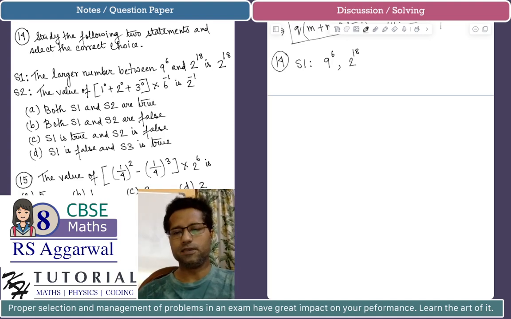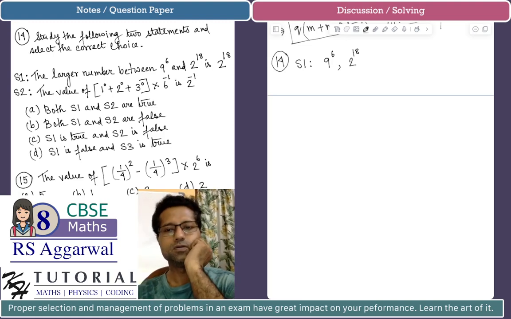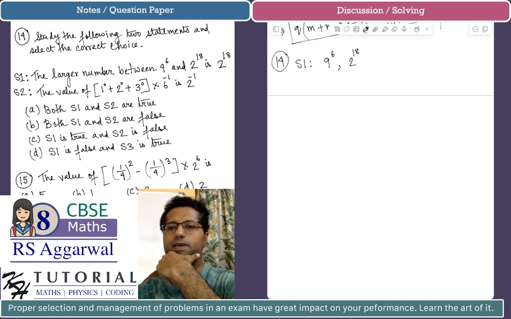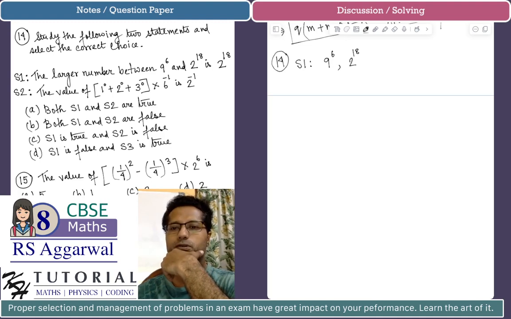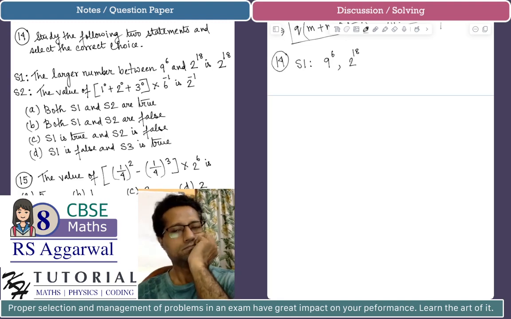Now we can see that both base and powers are different. We have to figure out how to convert them to have the same base or the same power. I don't see how we can make the base the same, because one is 9 and one is 2, and there is no common factor of 9 and 2, so the base cannot be the same. So somehow we have to make the power the same.